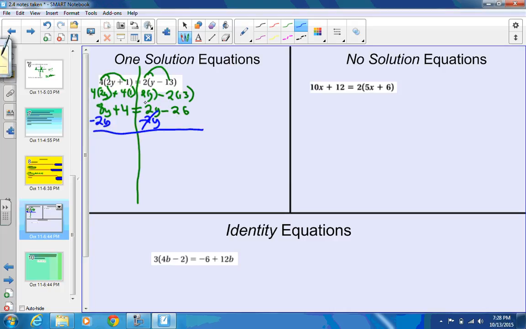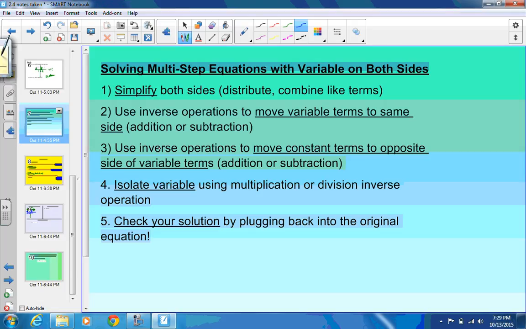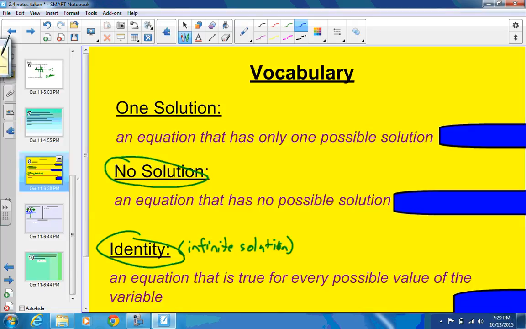Now this is gone. That's what we were hoping for. So we're left with this minus 26 over here. 8y minus 2y is 6y plus 4. Now you notice it's a two-step equation. So we can first get the constant terms. So we want to move the constant terms, or the number terms, to the opposite side. And then do our either division or multiplication, which would be our inverse operation.